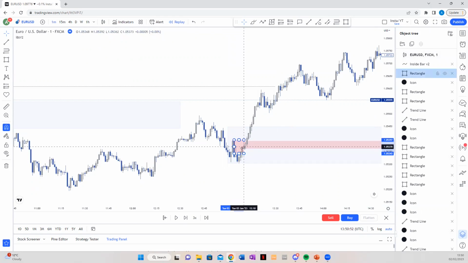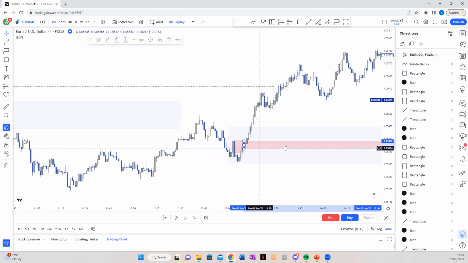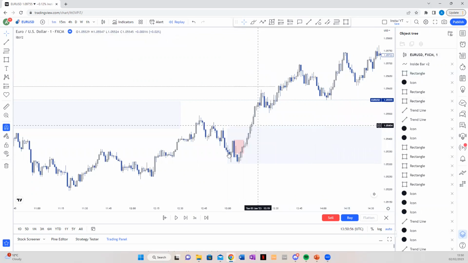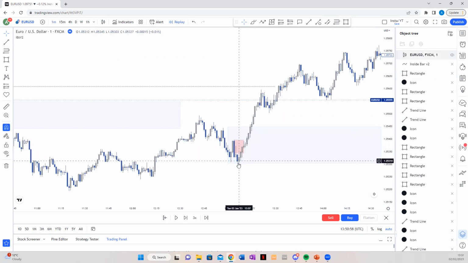And as we can see, price, if we just hide this for a second, I'll delete that. We can see price comes down. We have that break of structure. We have our lower low and our lower high, and price comes up into our supply. We're expecting some sort of reaction to continue that bearish structure.